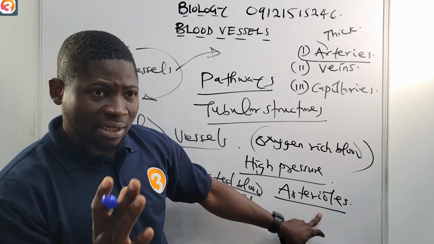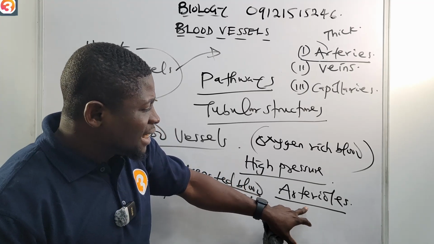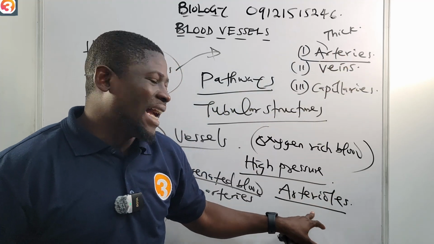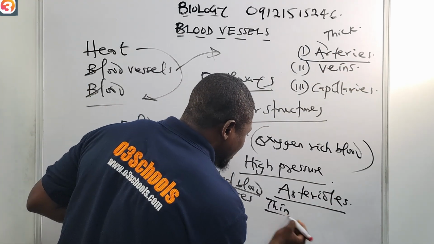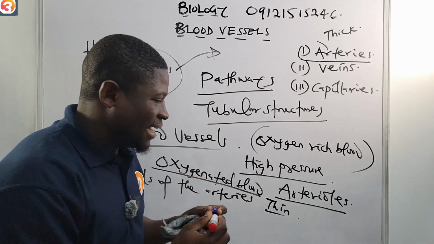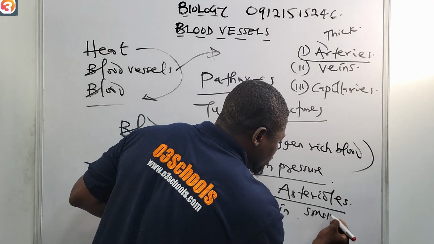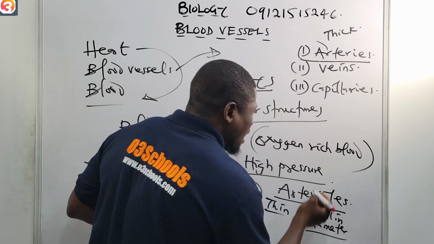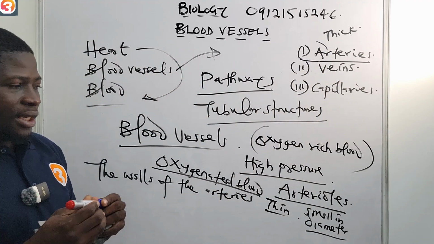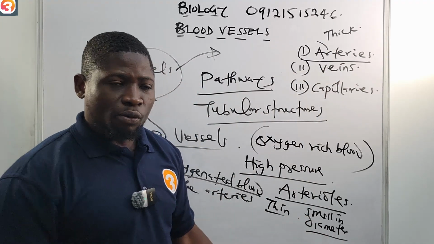Because at this stage the pressure must have reduced a bit. So these arterioles are thin. They are smaller in diameter than the arteries.